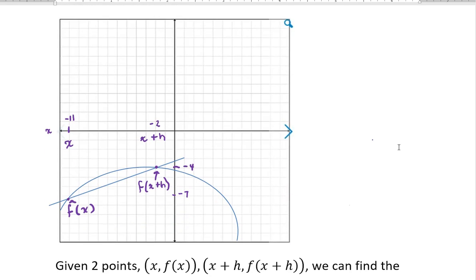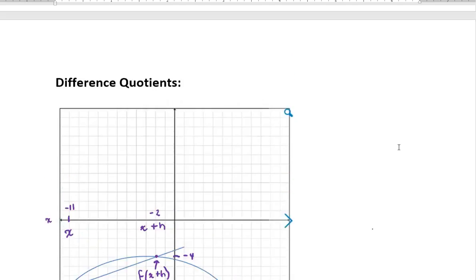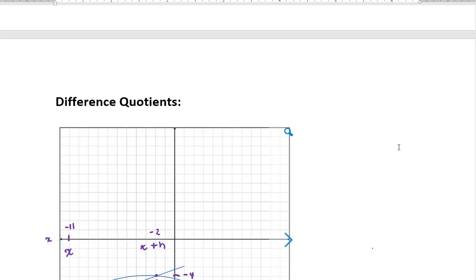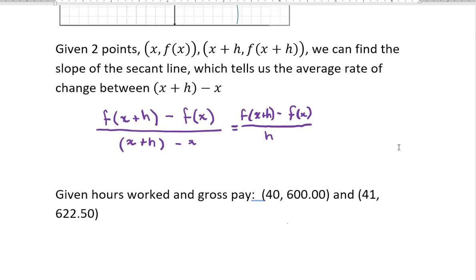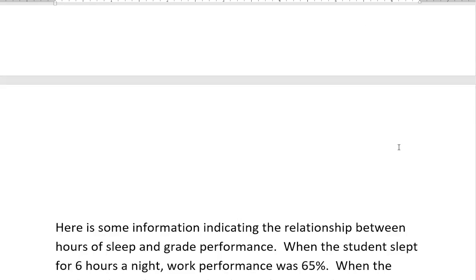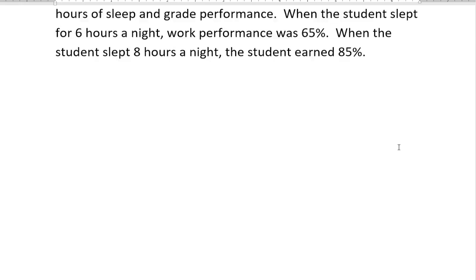All right. We're going to talk a bit about difference quotients and our instantaneous rate of change versus our average rate of change. I want to talk about that, though, in a separate video since this is getting a little on the long side.